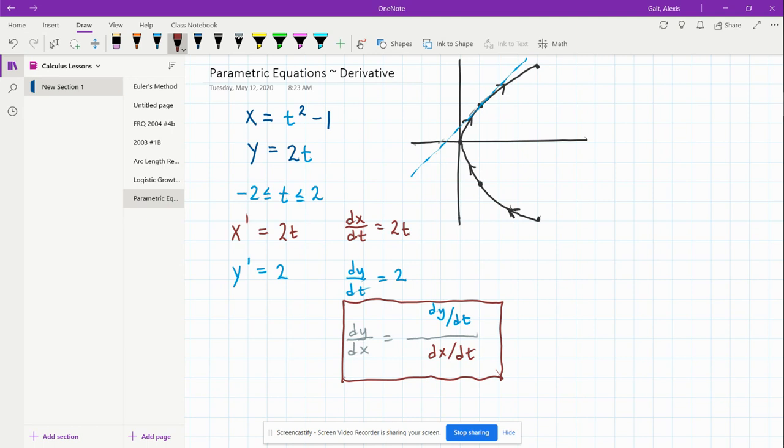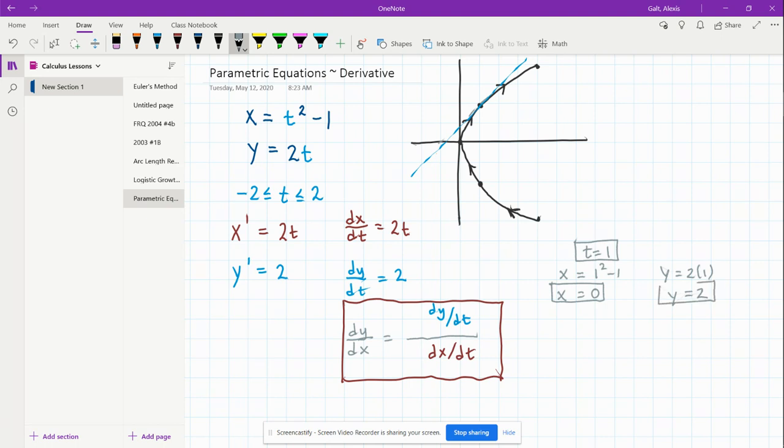So let's say I would like to write the equation for the tangent line at t equals 1. So if I'm writing an equation for a tangent line, I always need 3 things. I need an x-coordinate. So x would be 1 squared minus 1. So x would be 0. I also need a y-coordinate. Y would be 2 times 1. So y would be 2.